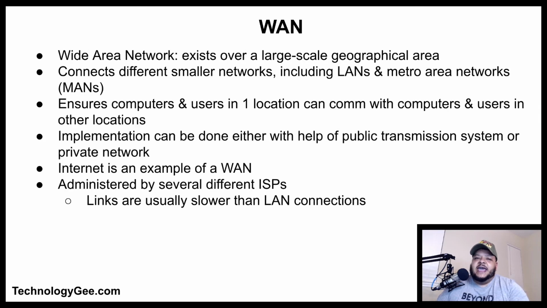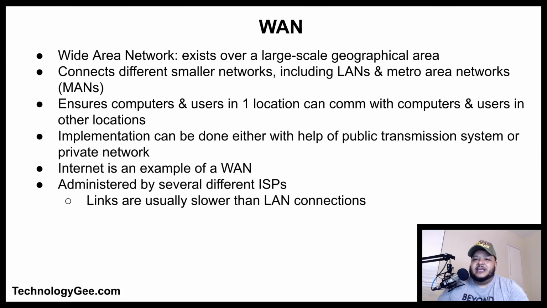Next, we have a WAN, a wide area network. This is a network that exists over a large scale geographic area. A WAN connects different smaller networks, including LANs, and metro area networks or MANs. This ensures that computers and users in one location can communicate with computers and users in other locations.